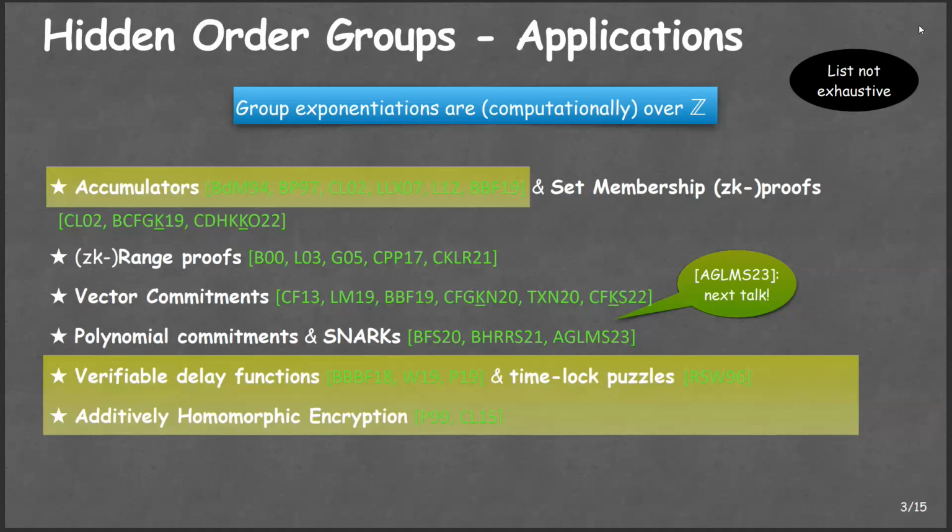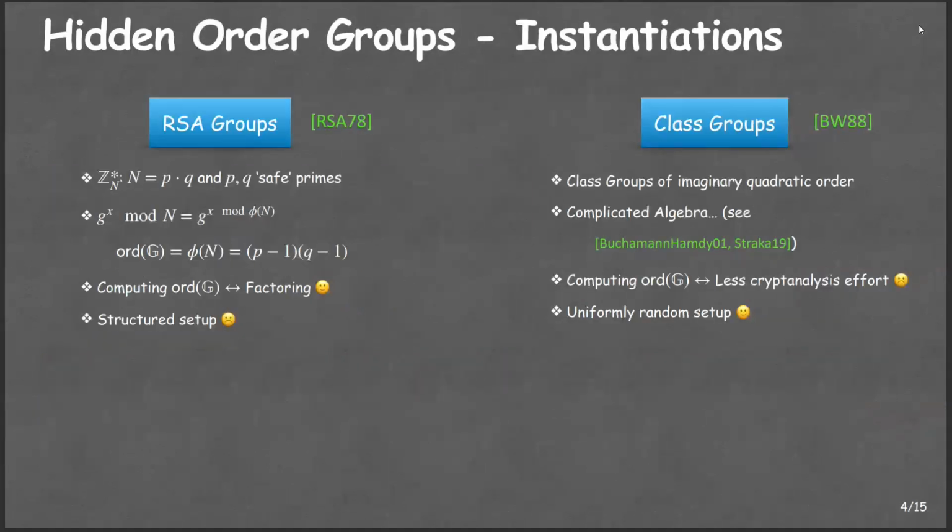ElGamal is multiplicatively homomorphic. Okay, so what are these hidden order groups in concrete? We have two prominent examples, RSA groups and class groups. RSA groups, I think, are pretty well known. There's a modulus, which is a product of two primes, and computing the order of the group generated by this modulus is equivalent to factoring n.